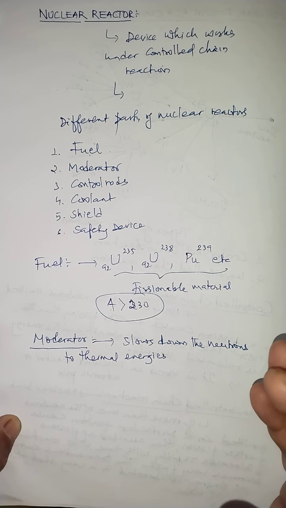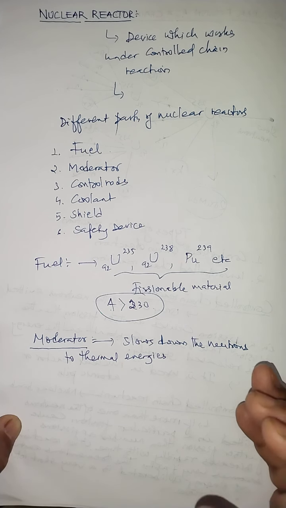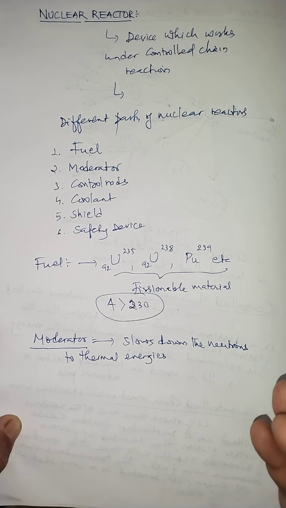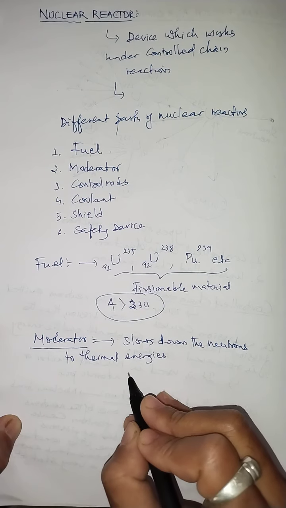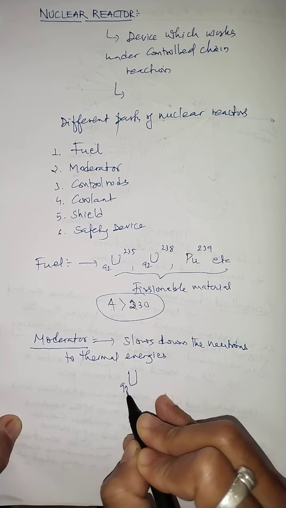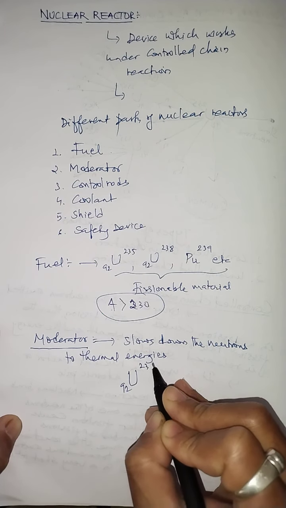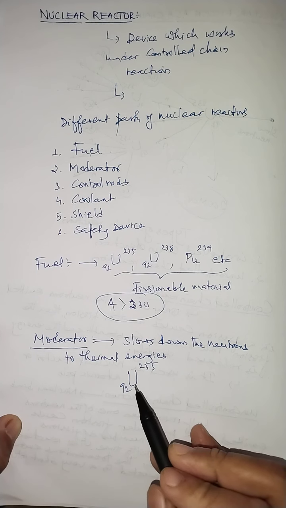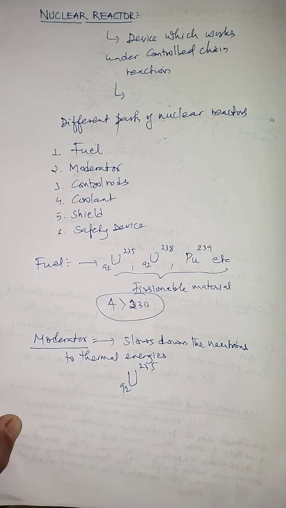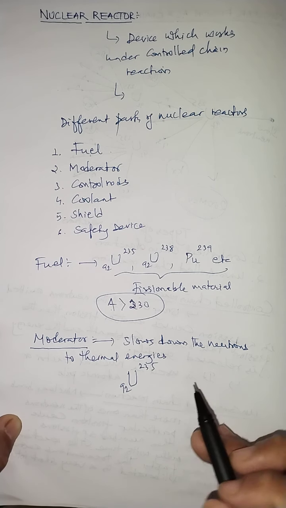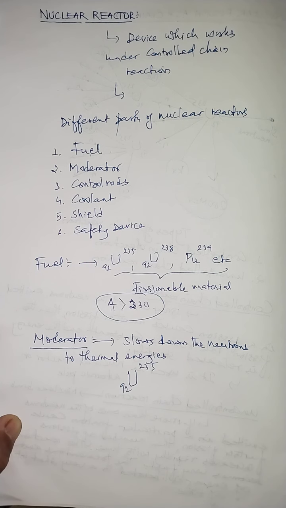The neutron which moves at room temperature has a very high probability of fissioning a heavy nucleus. If I take a heavy nucleus like uranium-235 as a fissionable material, then after fission of the uranium-235, neutrons will be emitted. Fast neutrons will be emitted, but these fast neutrons can be slowed down by a device called a moderator.